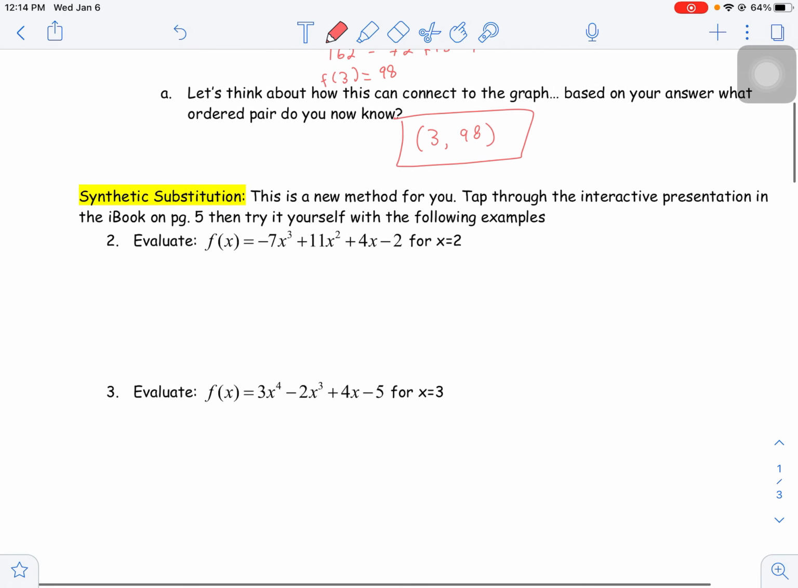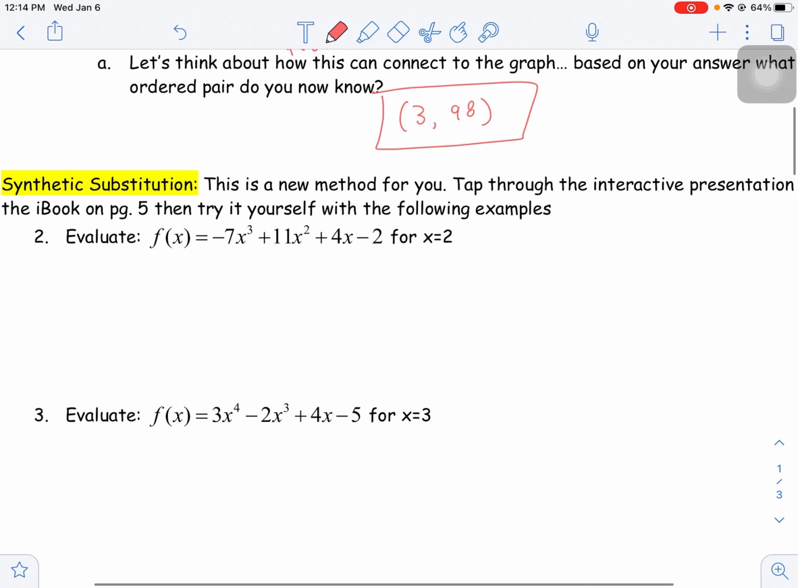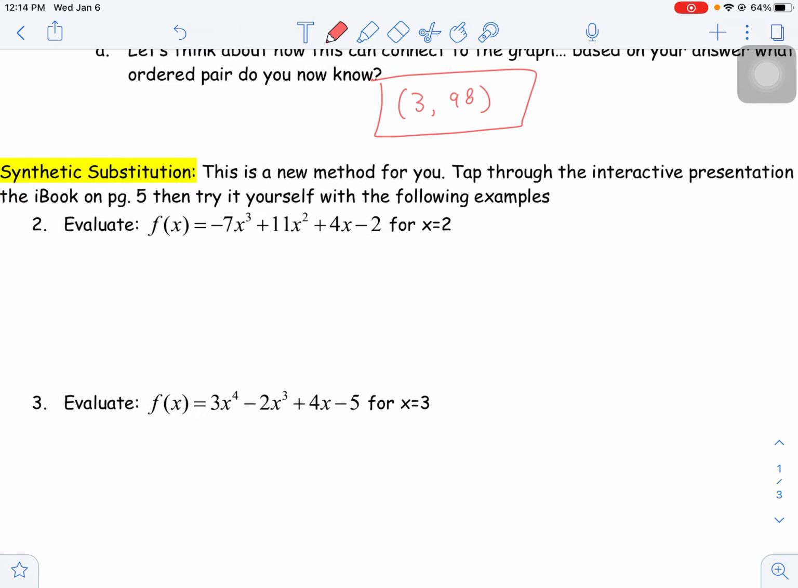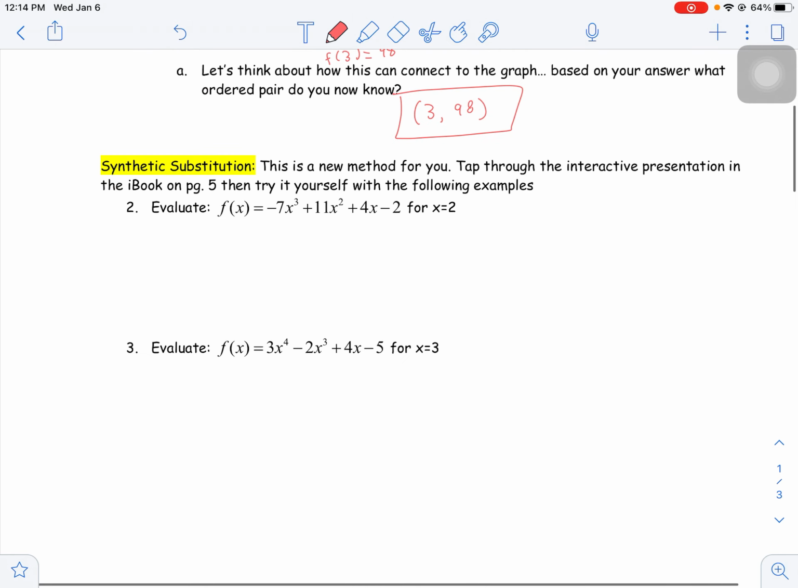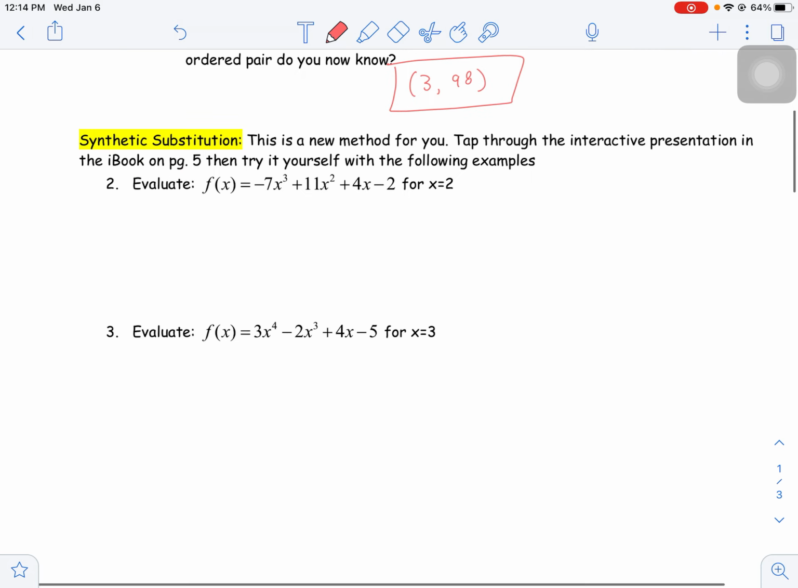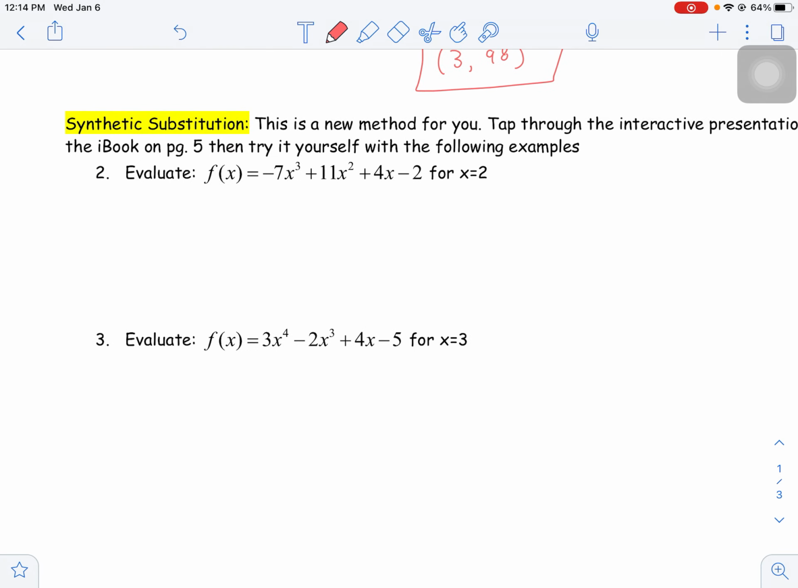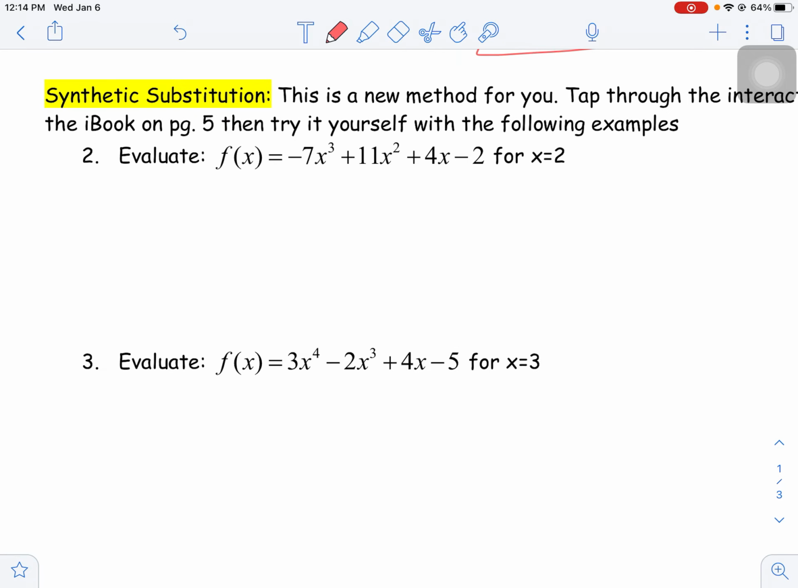This next way we're going to do substitution, so the non-traditional way that you've always done, is called synthetic substitution. This is going to be new for you guys. It says tap through the interactive presentation in the iBook on page number 5, then try it yourself with the following examples. So I'm just going to do these two examples for you so that you guys can just see how it's done. This is telling us to evaluate f of x for an x value of 2.